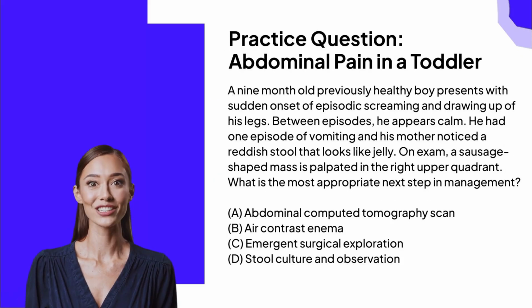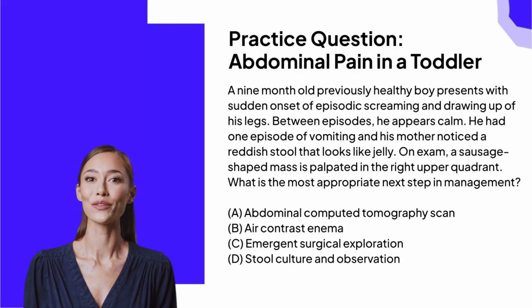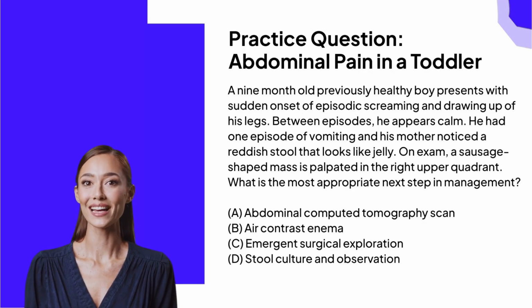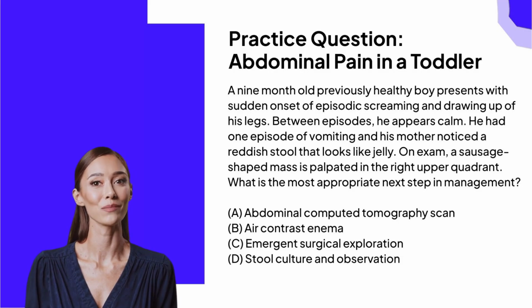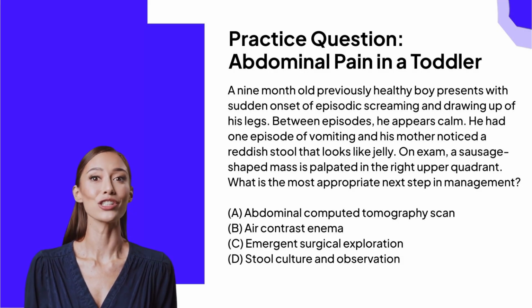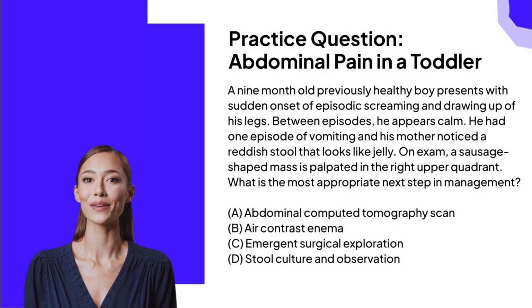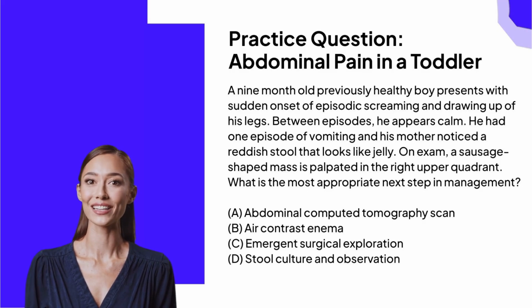Here is our third practice question. We have a 9-month-old, previously healthy boy with sudden onset episodic screaming and drawing up of his legs. Between episodes, he appears calm and comfortable. He has had 1 episode of vomiting and his mother noticed a reddish jelly-like stool. On exam, there is a sausage-shaped mass in the right upper quadrant. The question asks for the most appropriate next step in management. What classic pattern are you recognizing here?